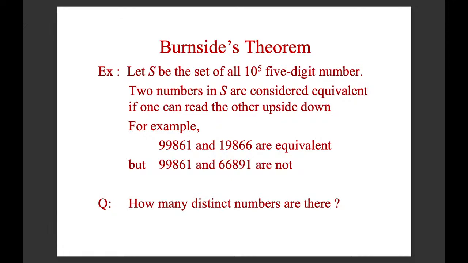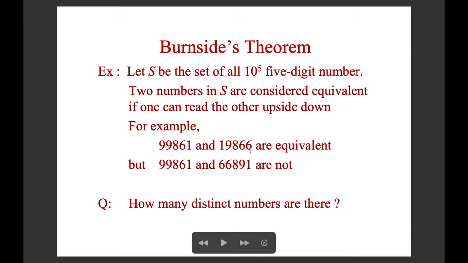Then in this example, we will have two permutations. One corresponds to what happens if we do not read things wrongly, so if we read things normally. This is the identity permutation. The other is what happens if the license plate is placed upside down. In that case, some of them, for instance, 99861, will become 19866.